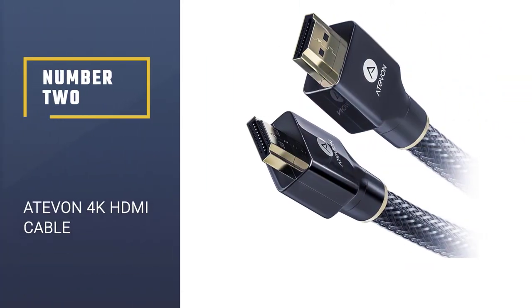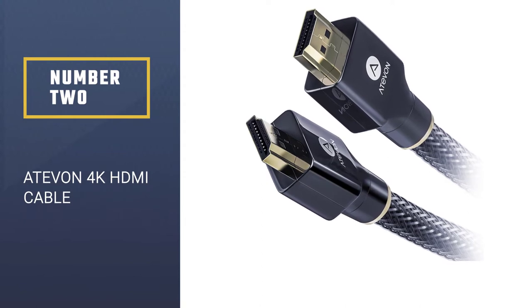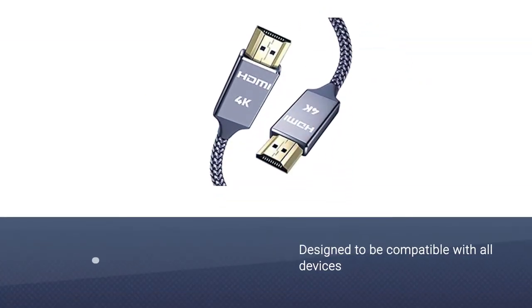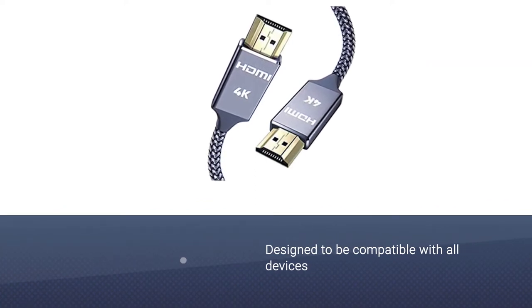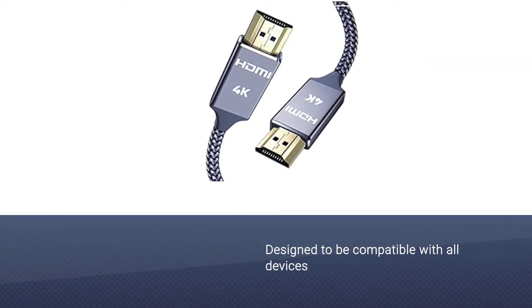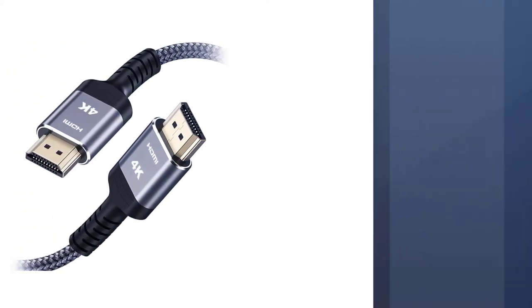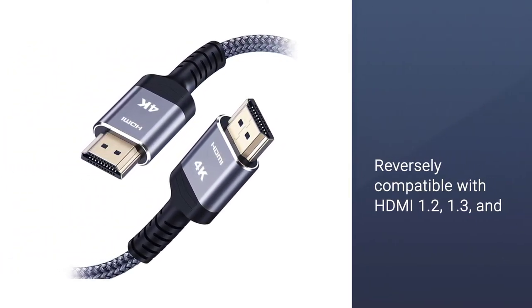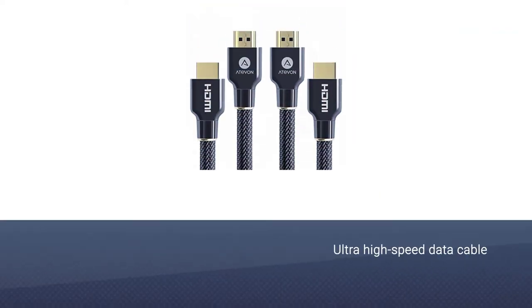Number 2: ATEVON 4K HDMI Cable. The ATEVON HDMI 4K cable is designed to be compatible with all devices which have an HDMI 2.0 standard and is also reversely compatible with HDMI 1.2, 1.3, and 1.4 standards, making it one of the best HDMI cables for 4K TV.